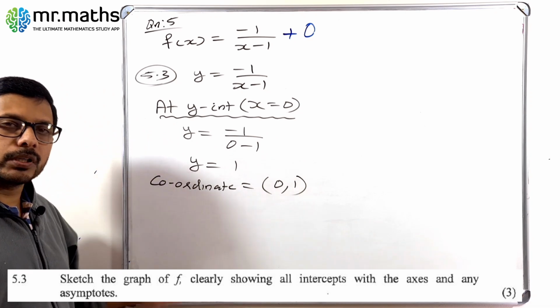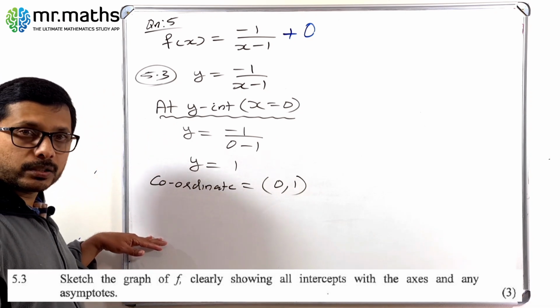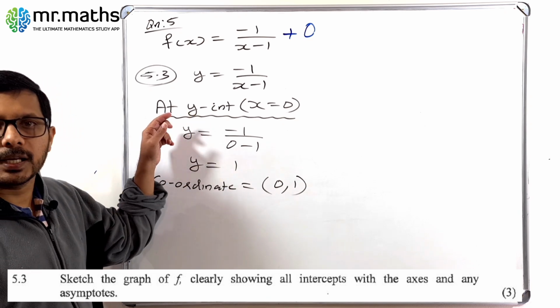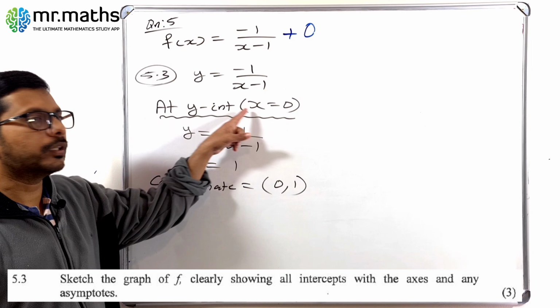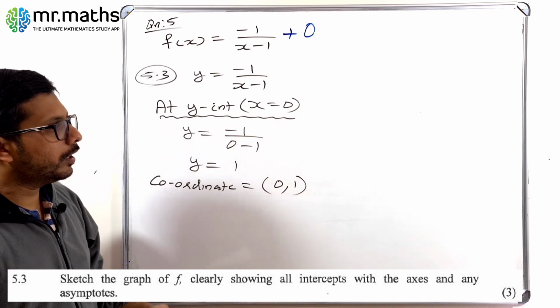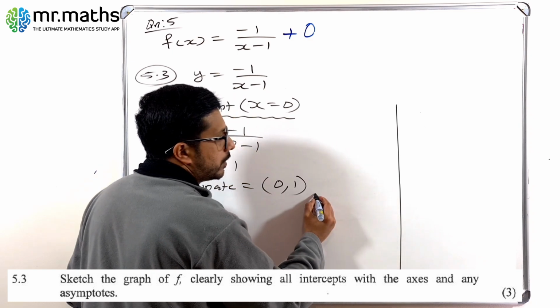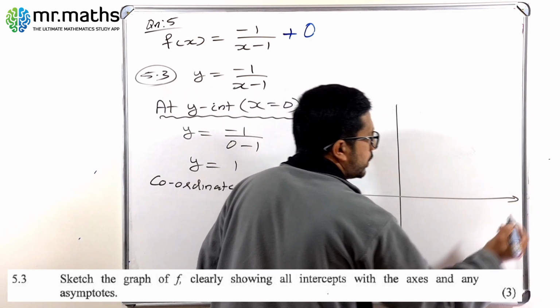Do you remember that there is no x-intercept on that rough graph? So there is no need to find the x-intercept. You just want to find the y-intercept. Now we have to draw that graph. So this is the y-axis and x-axis.